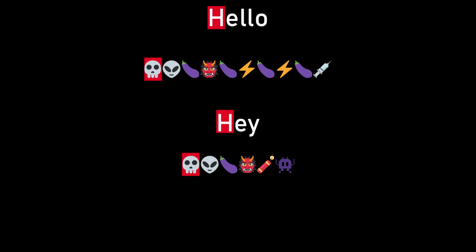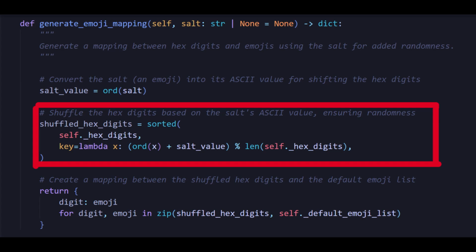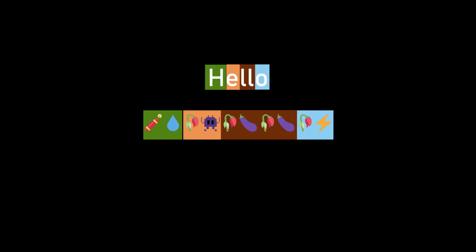Let's change that by adding some randomness using a salt. For example, let's pick this as our salt. This will shuffle the mapping and change how each letter gets encoded. Now, when I run the code, hello will look different. See, adding salt changes the emoji mapping, so hello looks different.